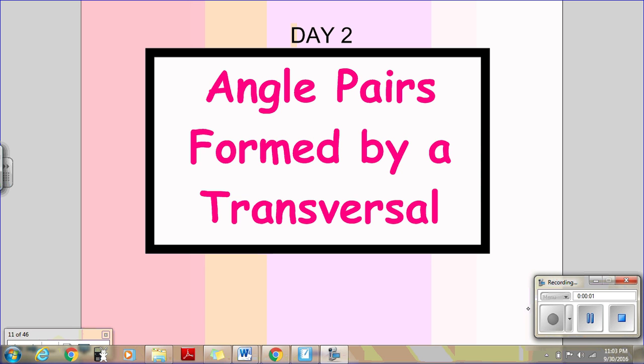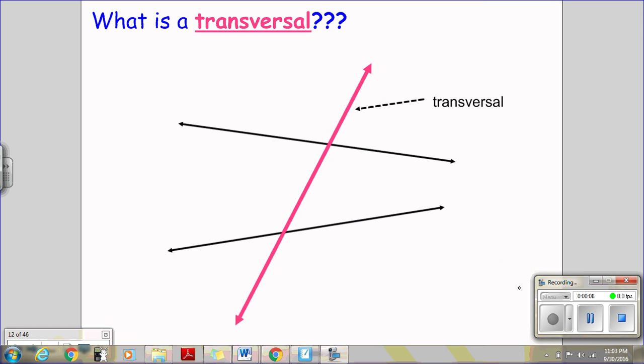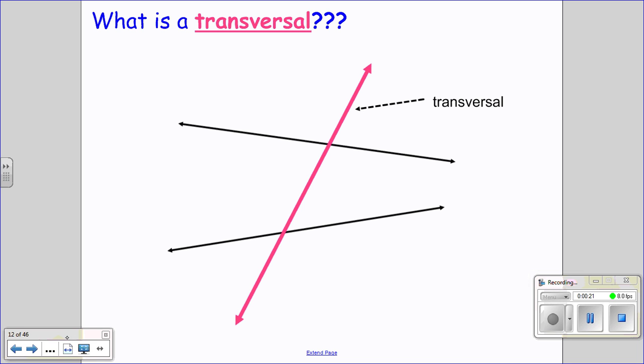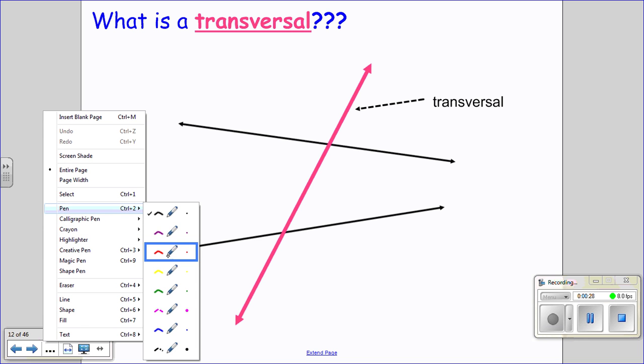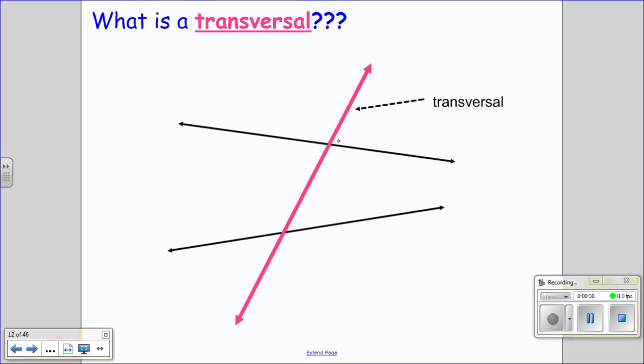Unit 3, Day 2 notes. Today we're going to talk about angle pairs formed by a transversal. What is a transversal? A transversal is a line that intersects two or more lines. So the pink line in this picture is a transversal because it's intersecting the two black lines. So it intersects at this point and this point down here.